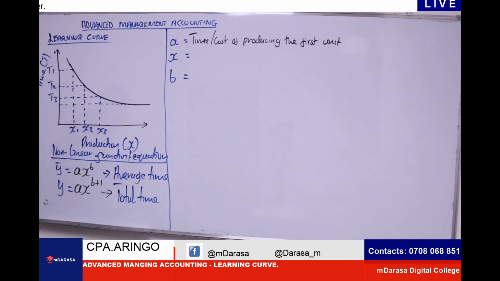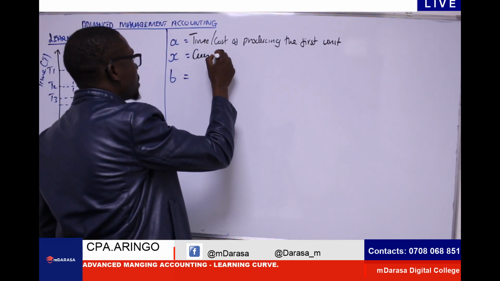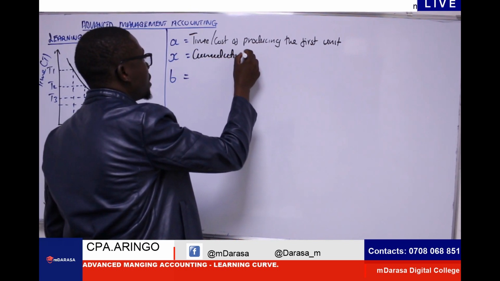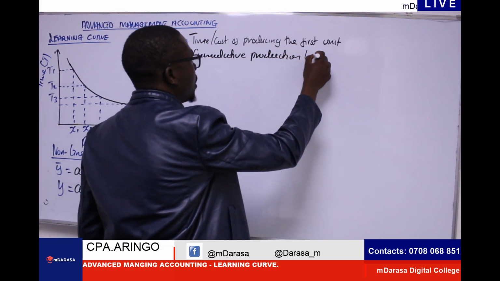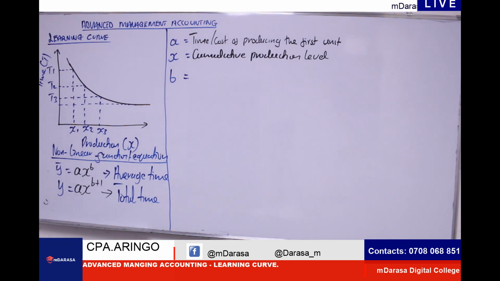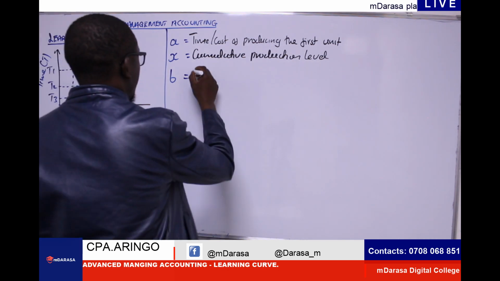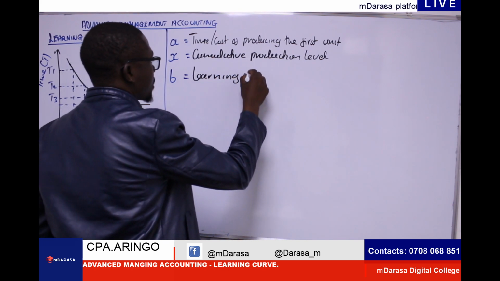X. X will give us, my good students, cumulative production level. So X will simply stand for our cumulative production level. And the keyword that Mwalimu is talking about, what? We are talking about cumulative production level. Whereas B will simply give us what we normally refer to as the learning index.